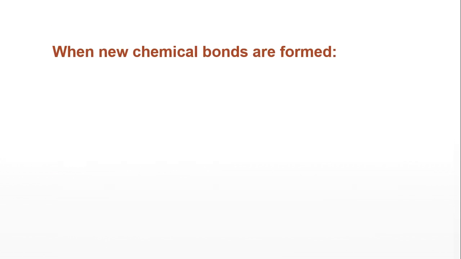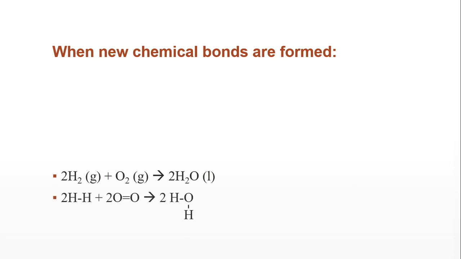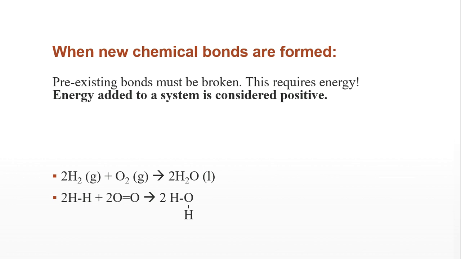So, when new chemical bonds are formed, there are two things that need to happen. Here we have the reaction for the combustion of water, and I've written the same thing with structural formulae below here. So we draw out the covalent bonds.